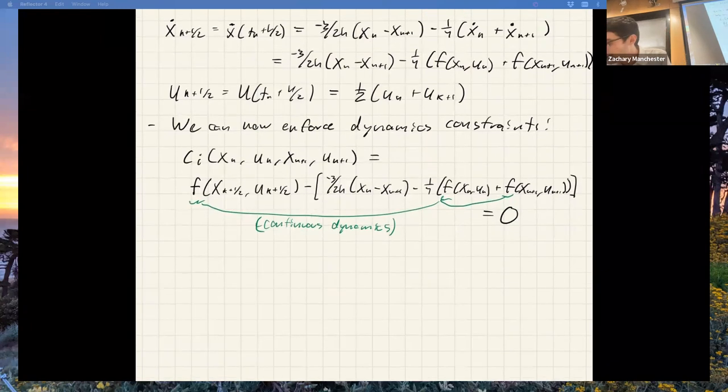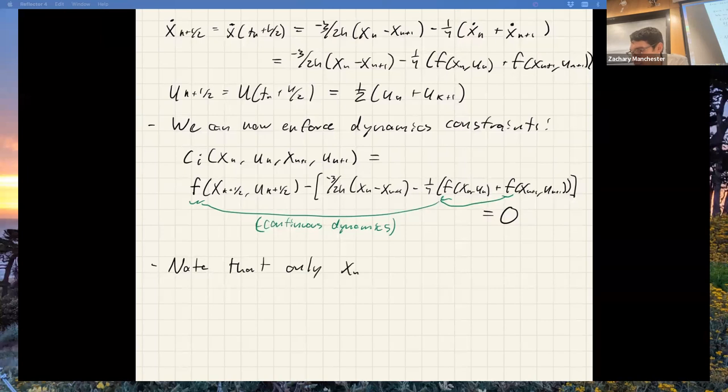Cool. So some notes on this setup. First off, note that only the x_k's and u_k's are decision variables. These collocation points, the x_{k+1/2} stuff, they are not. You're going to evaluate them when you evaluate the constraint, but you're going to calculate them from the x_k, u_k stuff. You don't need to actually make them optimization variables.